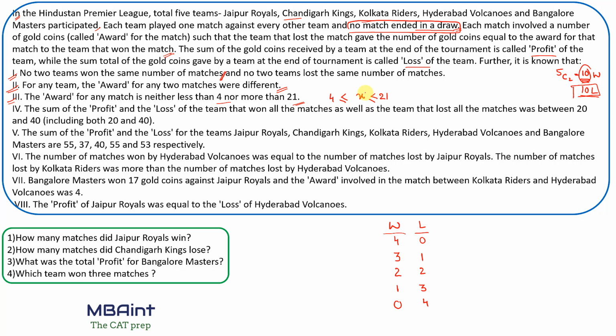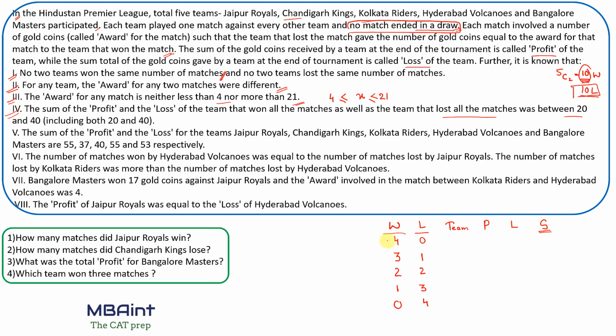Anyway, let's see further. Now the fourth point says that the sum of the profit and loss of the team that won all the matches, as well as of the team that lost all the matches, was between 20 and 40, including both. Okay, so let's suppose we put a team column over here. So we'll have profit for each team and loss for each team, and we have one more term, the sum of profit and loss.